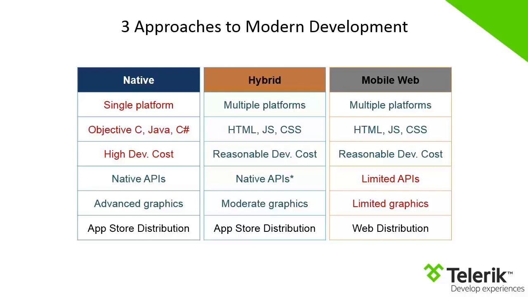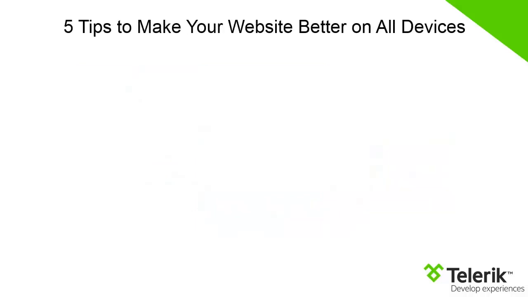But really the one that I want to focus on here is the mobile web, because I can write that content for the mobile web using HTML, JavaScript, CSS, anything that generates that stuff, and I've got a reasonable development cost. I know what it takes to build those things, and every device that has a web browser, and there isn't a device that doesn't have a web browser, can access my content. It's a win-win situation. So I want to cover today 5 tips to make your website better on all devices.